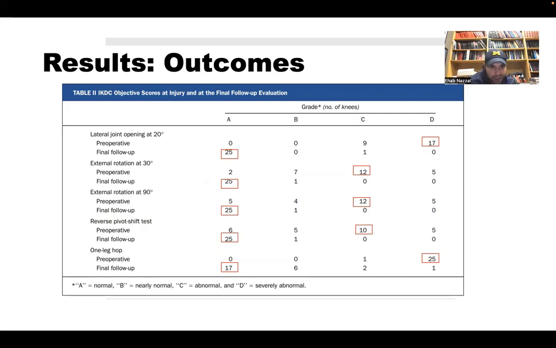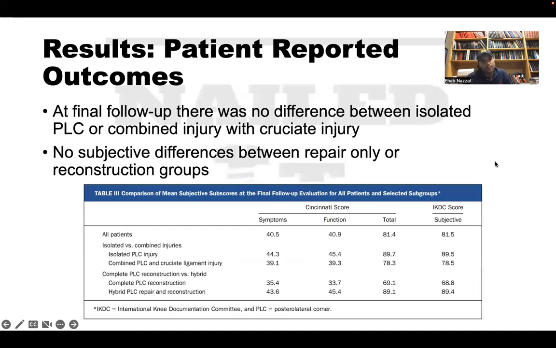And that goes down the line showing what happens. Essentially for each of these, you can see that at the final follow-up, a large proportion of these patients actually ended up being at least in the normal category. And then the vast majority, if not all of them, fell out of the severely abnormal category.